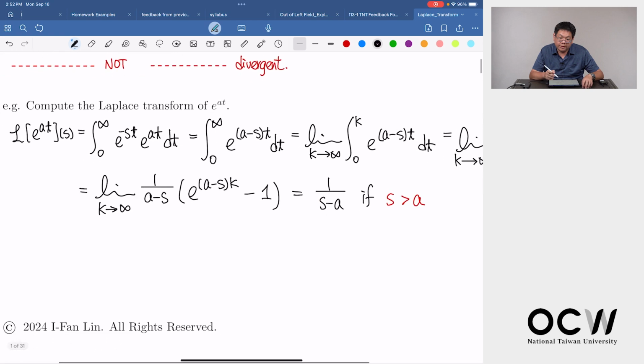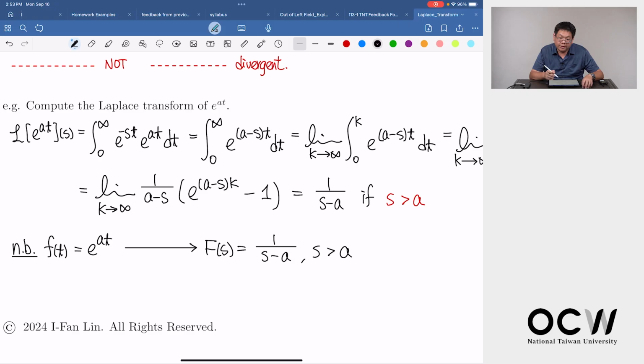Okay, now we have the first note. If f equals e to the at, then the Laplace transform is 1 over s minus a, for s greater than a.